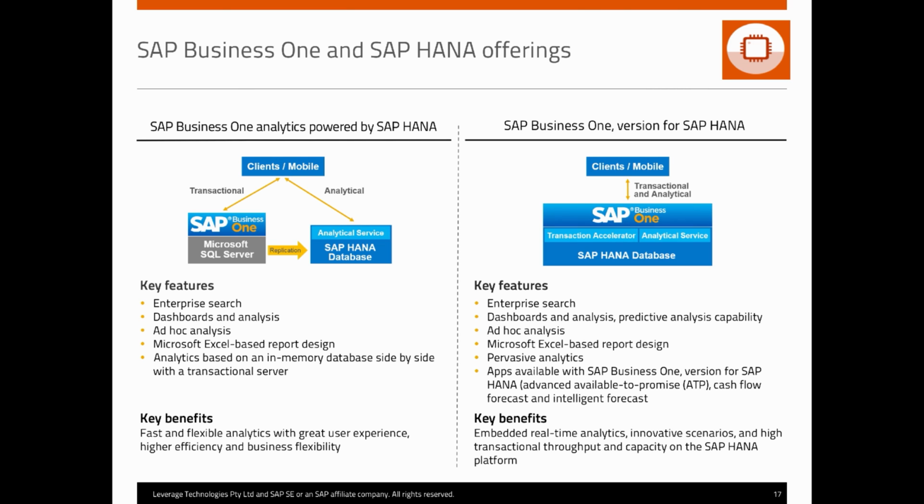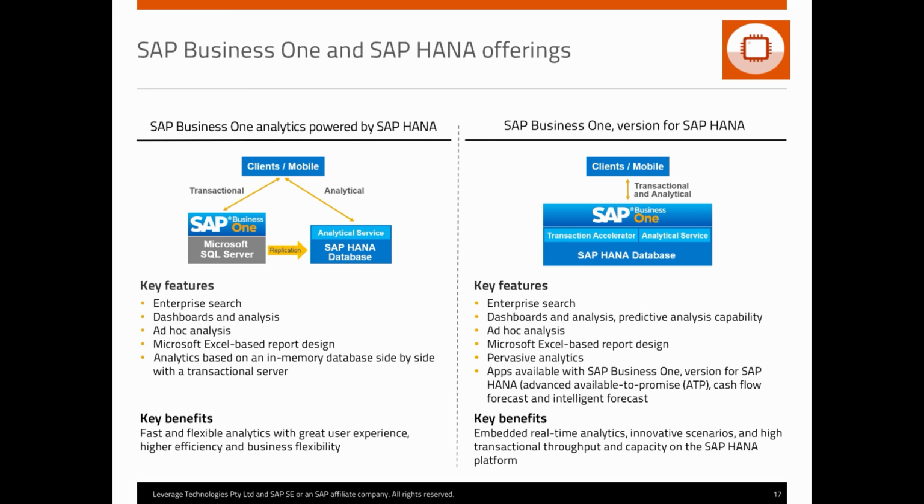So a couple of things we're going to talk to you about, assuming you'd like to take the next step and have a deeper conversation about SAP Business One and how it can help you achieve your goals. We're going to talk to you about the different applications that are available, the different database options, the different SAP HANA options. So, you have SAP Business One Analytics powered by SAP HANA, where your transactions run on SQL Server and you pull the data across into SAP HANA for doing your analytics. But by far and away, most of our clients these days are going for SAP Business One version for SAP HANA, where all of these are combined, as I said, all on a single server and giving you all of this additional functionality and access to those extreme apps for available to promise, cash flow forecasting and intelligent forecasting with those embedded real-time analytics.